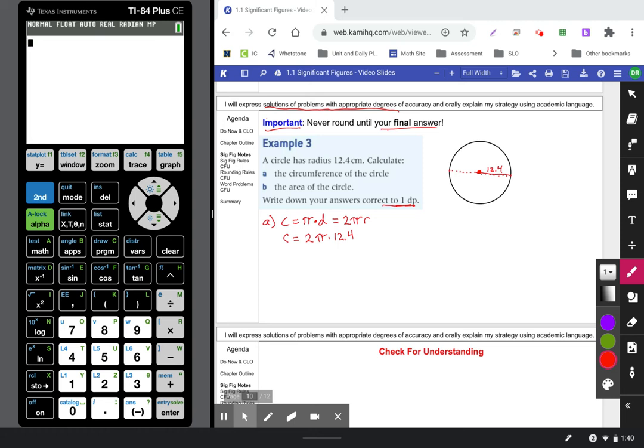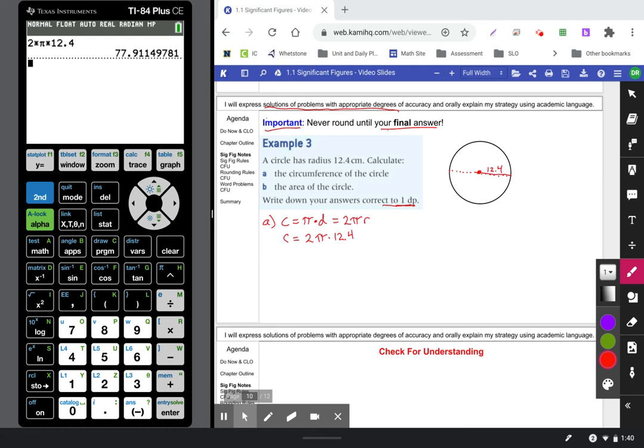So pi is right above the division symbol in blue, that up caret button. To get to that, I don't know how well you can see my calculator because I'm not using a mouse here. But we'll just go 2 times, and then we have to hit the second button to get to that pi value. So second up caret gives us that pi. And then we're multiplying that by our radius, which is 12.4. And now we're getting a final answer that's unrounded.